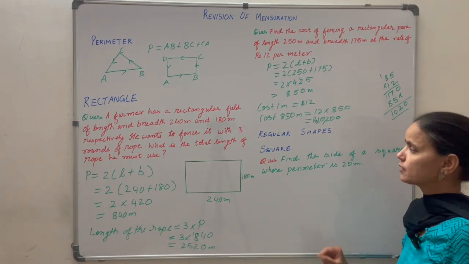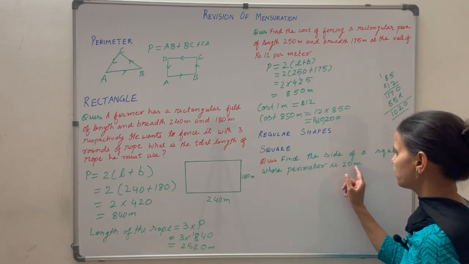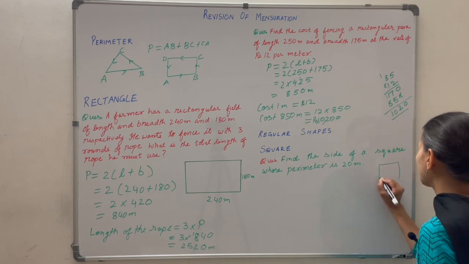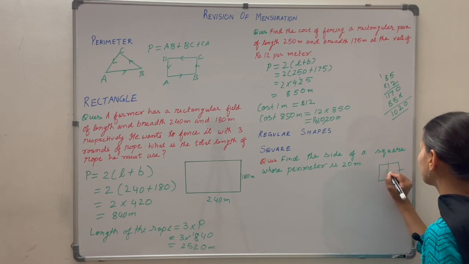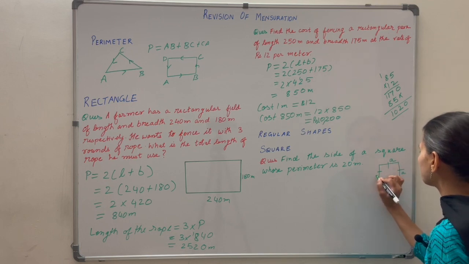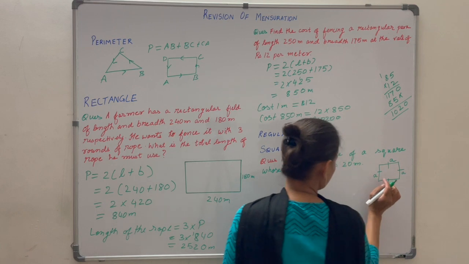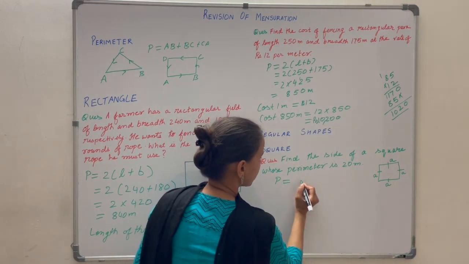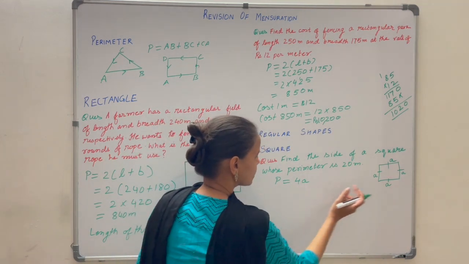So now let us first discuss square. Find the side of a square whose perimeter is 20 meters. So there is a square and you know in a square all the sides are equal. All the four sides are equal. So if this is A, this is also A, this is A and this is A. So I am adding A 4 times. So what is the perimeter? A is added 4 times. So 4 times A is 4A. A is the length of the side.